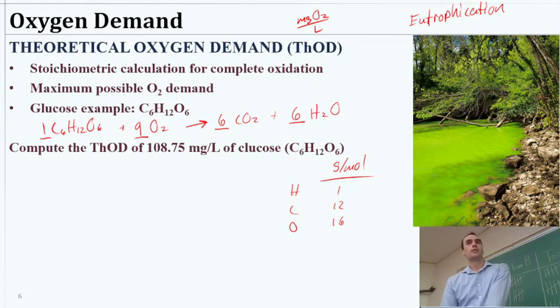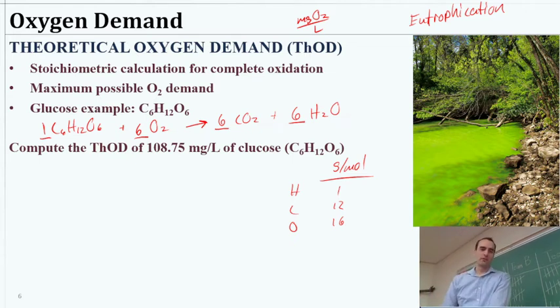Did I do it wrong? Yeah, you have 24 oxygens on the left side. Oops. Yeah. That should be 6, you're right. You're all looking at me like, he's wrong. Will he notice? Nope. Thank you.